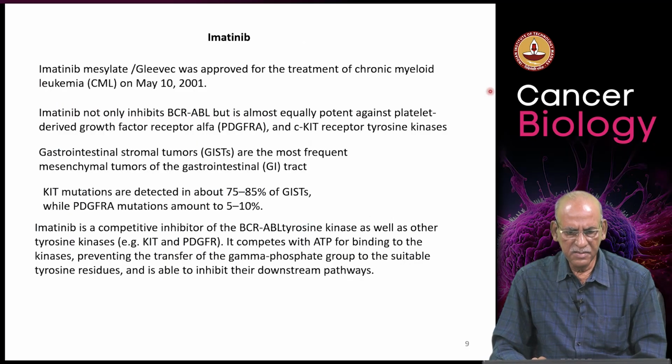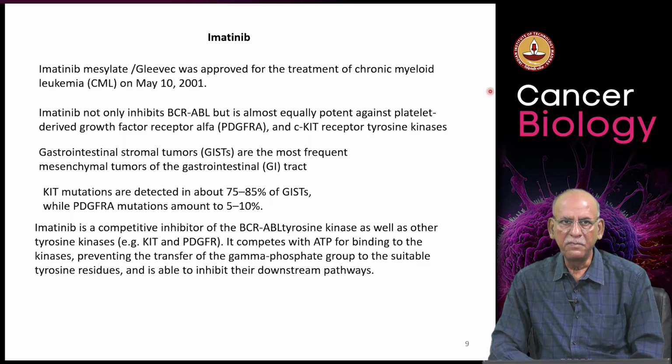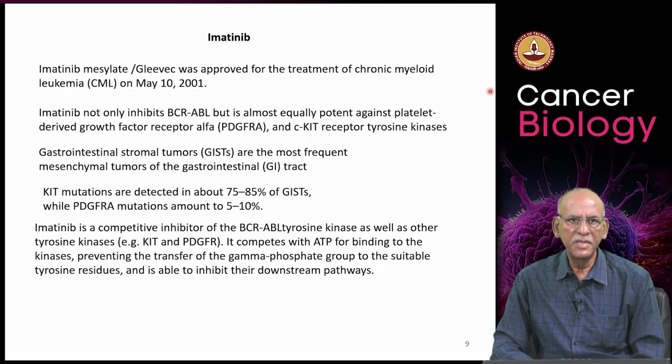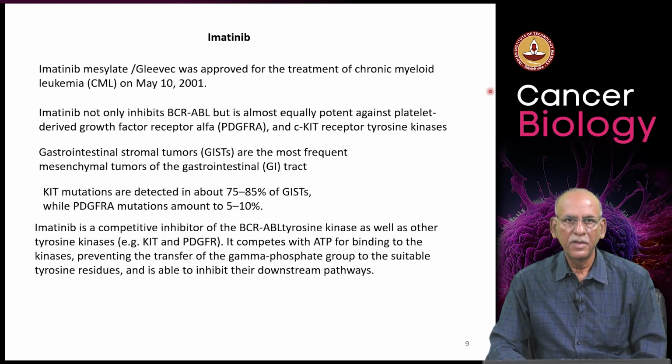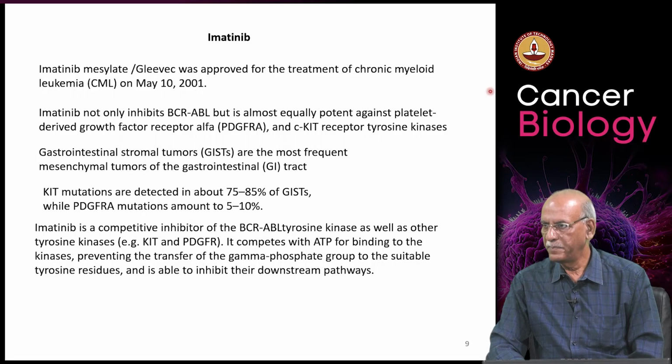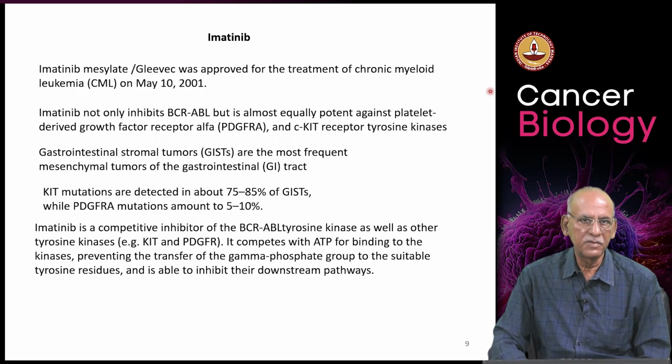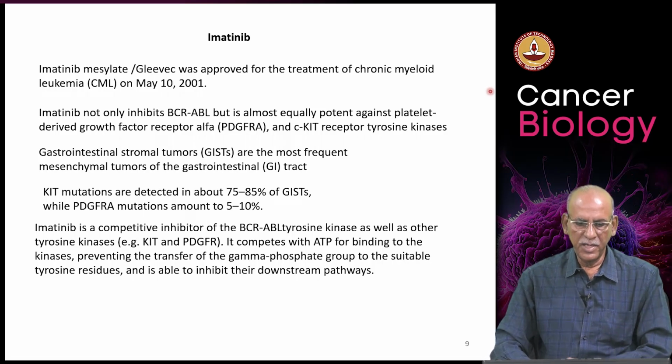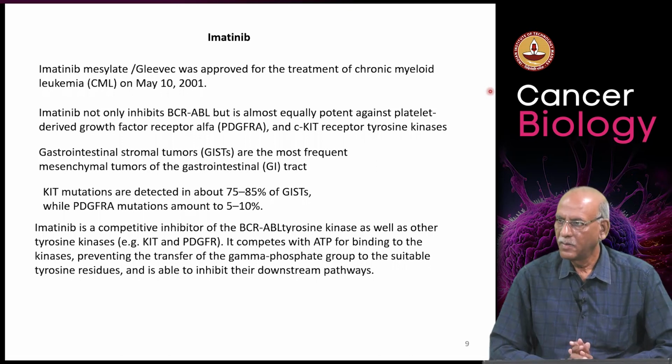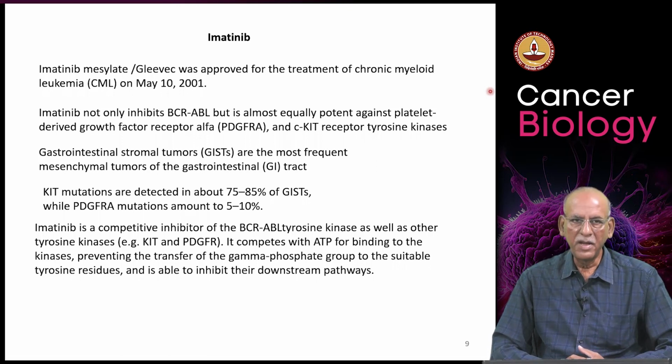Now, what is the mechanism and what is the drug? The drug is imatinib. Imatinib mesylate or Glivec was approved for treatment of chronic myeloid leukemia, CML, on May 10, 2001 by the FDA. This is what I told you, it was a very historic moment and people were very much excited because many of the patients were cured by this.